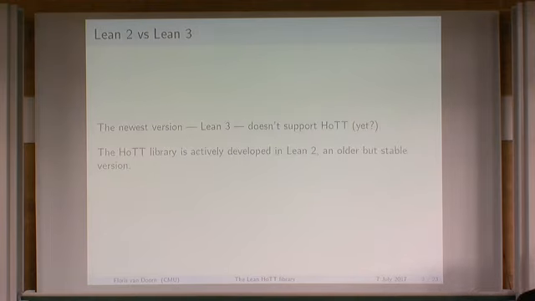So there are currently two versions of Lean in use. The newest version, Lean 3, doesn't support homotopy type theory yet, and there are currently no plans to support it, so who knows what's in the future. But so there is a stable version, Lean 2, where we already developed the HoTT library before, and so we are continuing to work in Lean 2 to develop the library there.